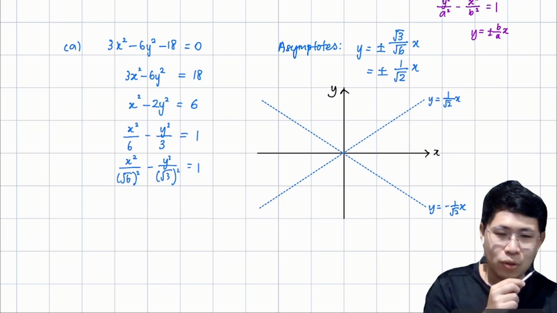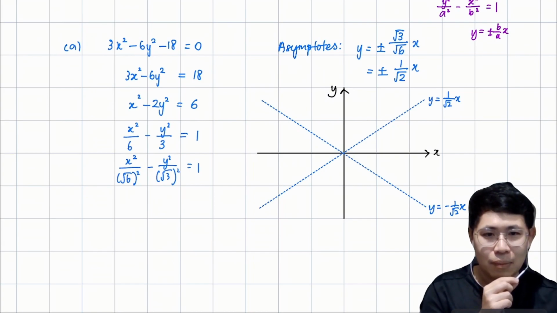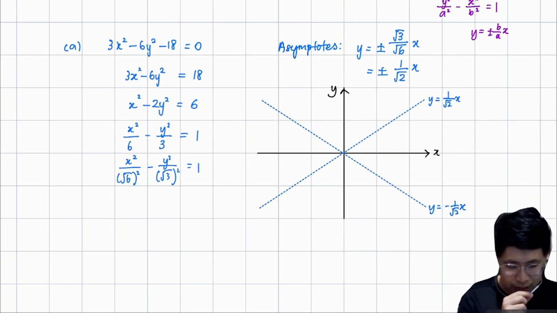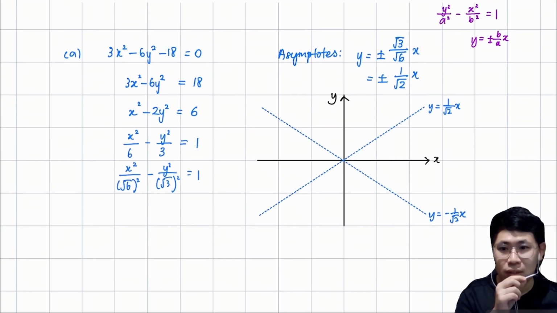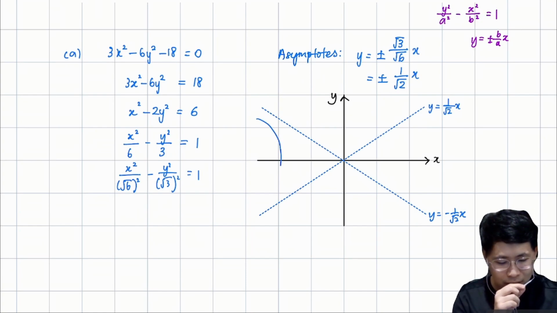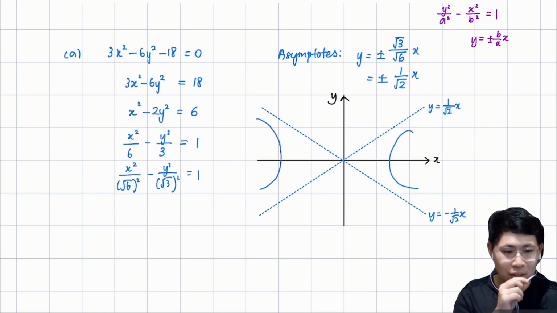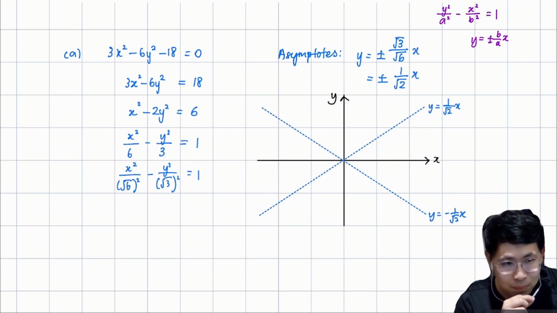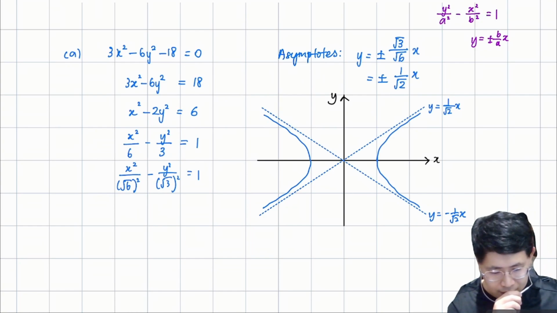Okay, so now what we're going to do is we are going to use the calculator to check where the graph is. Okay, so the calculator tells us it's going to be over here. So we sketch it properly to get something like this. Okay, something like this.